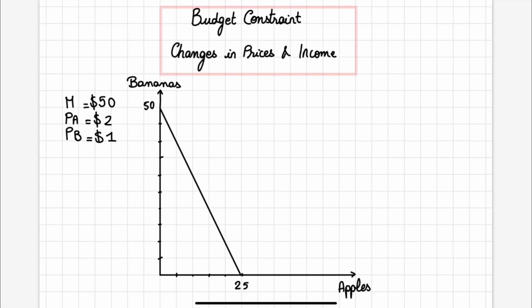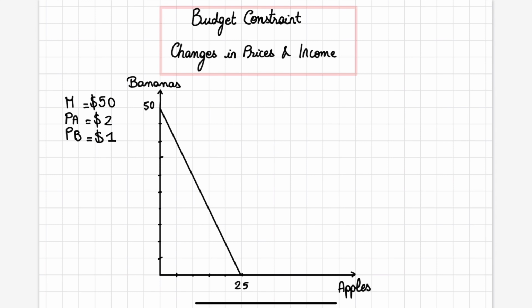Hello everyone! So in our previous video, we learned how to derive a budget constraint. If you need a refresher on that, I highly recommend revisiting the last video. Today we're discussing what happens to our budget constraint in two scenarios: when prices change and when income changes.